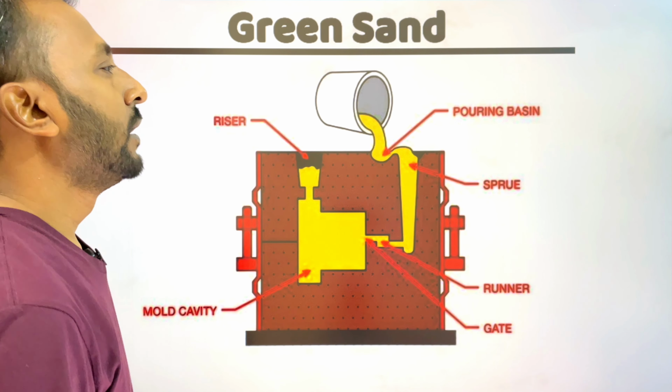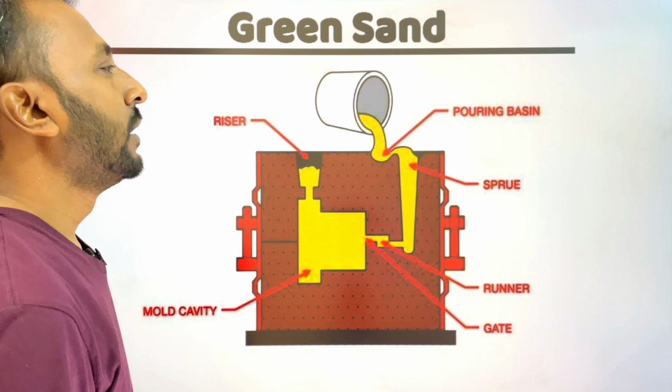In this figure we can see this is the molding sand, or we can assume that this is the green sand. This is green sand casting. The next one is dry sand. Dry sand is prepared from green sand.